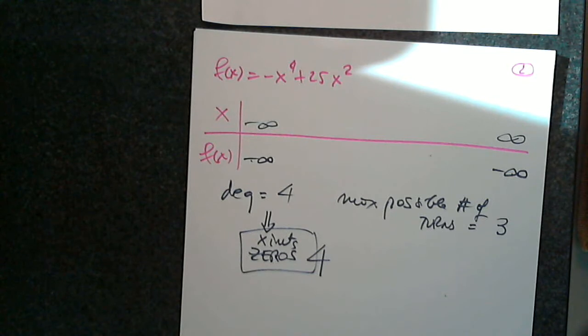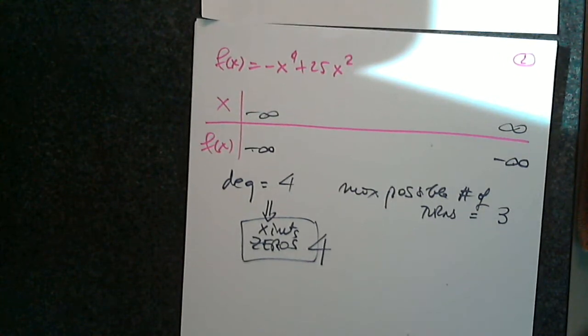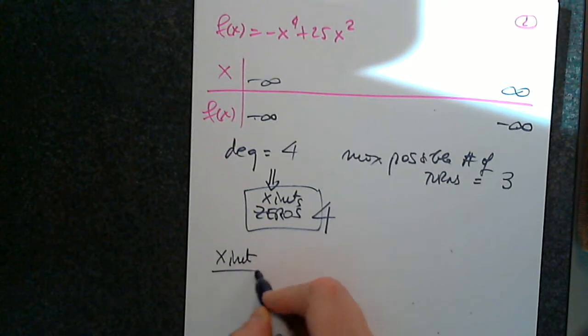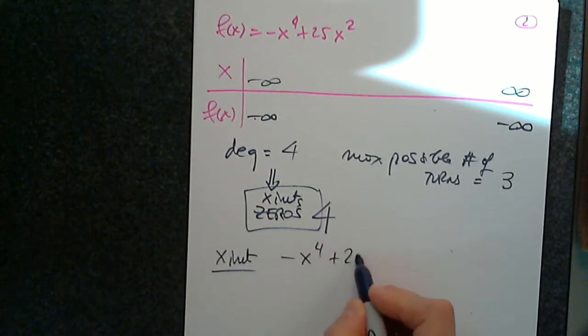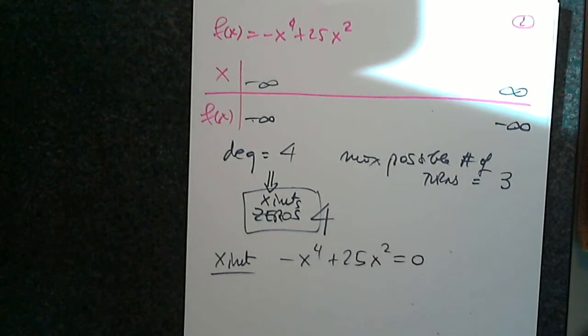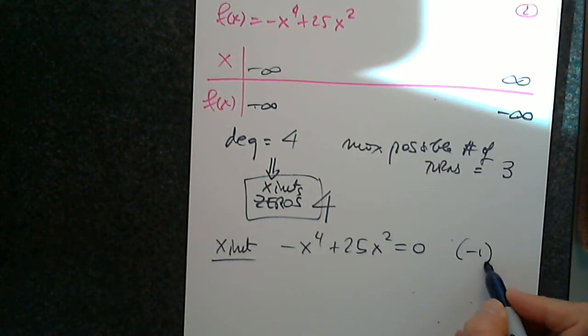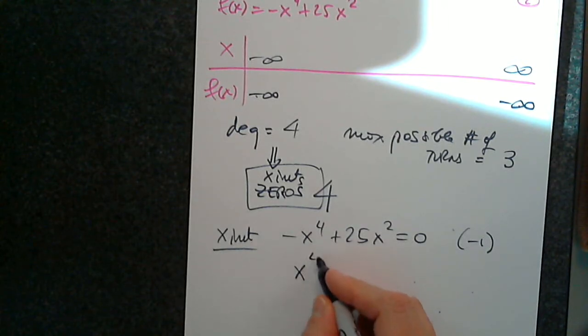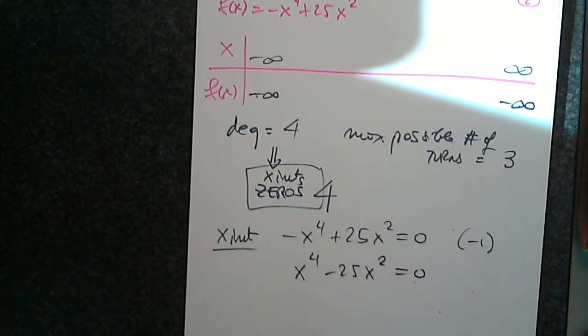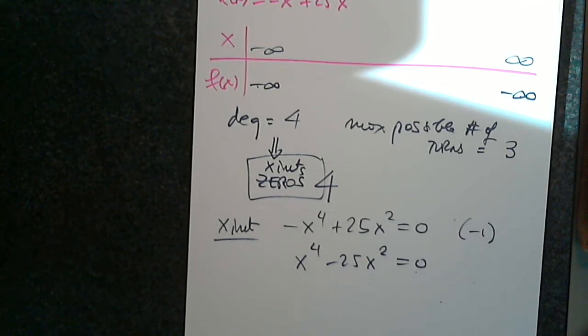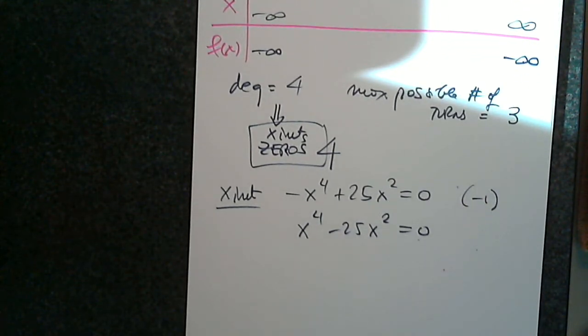Good. X-intercepts. How do we find the x-intercepts? Put 0 as the y, or set it equal to 0. Negative x to the fourth plus 25x squared equals 0. Very good. Perfect. So what do you think I am going to do next? Multiply both sides by negative 1. x to the fourth minus 25x squared equals 0. I'm expecting 4 solutions. I cannot divide by it, but I will factor out.